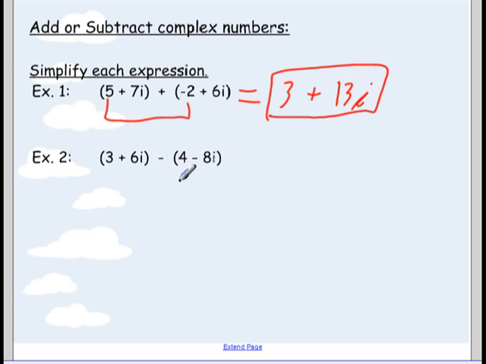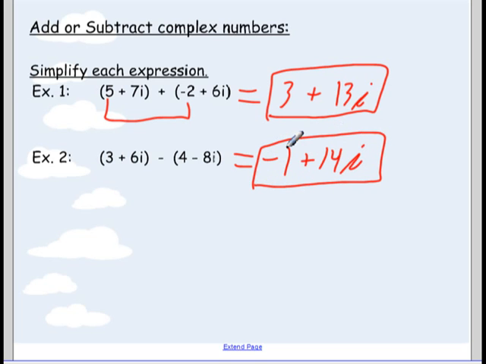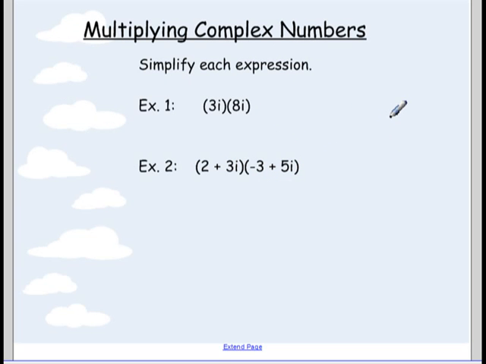Okay? Over here, you just have to remember to distribute the negative when you subtract. So 3 minus 4 is a negative 1. 6i minus negative 8i, that's 6i plus 8i, which is a positive 14i. And notice that our answers, again, look like that a plus bi form. Okay. One more thing to watch out for.